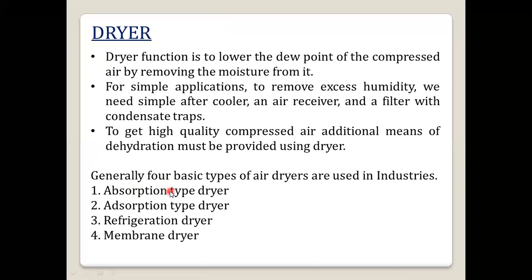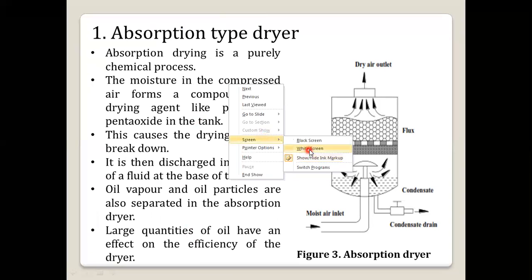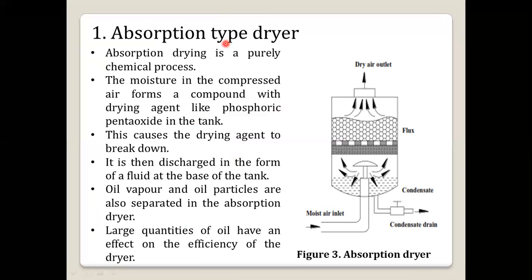Generally there are four types of dryers: the absorption type dryer, the adsorption type dryer, the refrigeration type dryer, and the membrane type dryer. Let us see the first type, the absorption type dryer. In the absorption type dryer, we are using a pure chemical process.